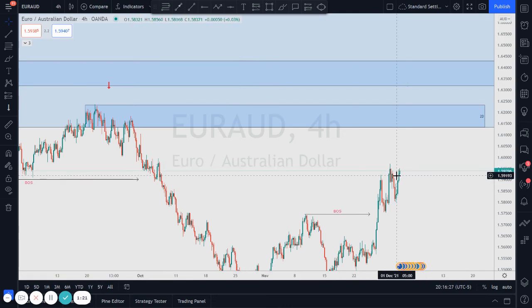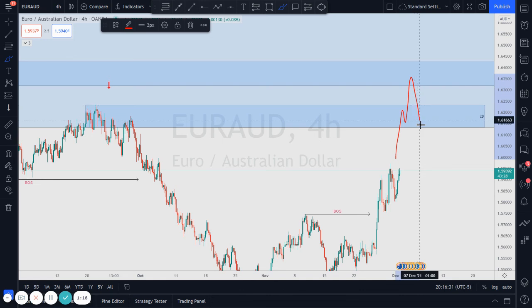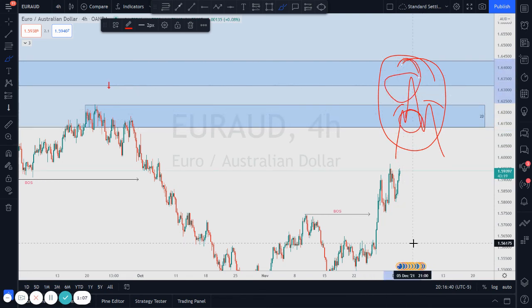And what we're going to look for is price to give us another head and shoulders somewhere around in this area. If we see it here, great. If we don't, we see it here, great. We just got to look for the transition of price. That's it.